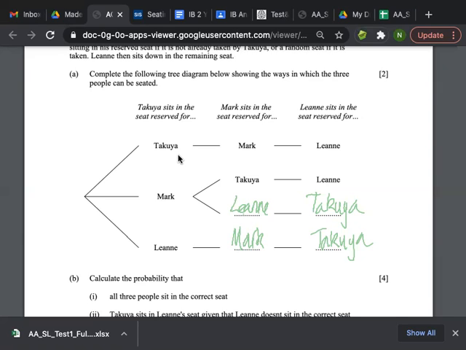Find the probability that Takuya sits in Leanne's seat, given that Leanne does not sit in the correct seat. I was looking at this problem earlier and I think it's important, but I'll roll with it. Wait, if Takuya sits in Leanne's seat, doesn't that automatically mean Leanne will not sit in the right seat? But what if Mark's not there? Using their mark scheme, based off the conditional probability formula, wait, doesn't that have to be Leanne sits down last? I think they wrote it backwards, guys.